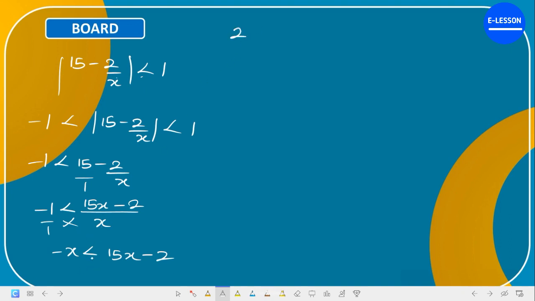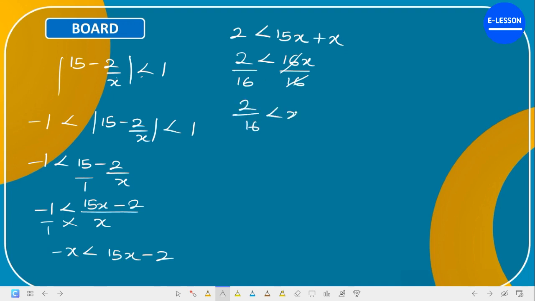Positive 2 is less than 15s. If this one crosses to this side, it becomes positive s. And this will be 2 is less than 15s plus s, which is 16s. Divide both sides by 16. This cancels this. So we can say that 2 over 16 is less than s. And this will be 1 all over 8 is less than what? S.